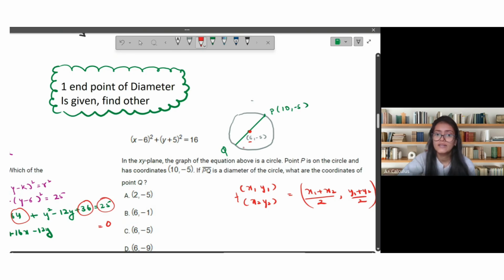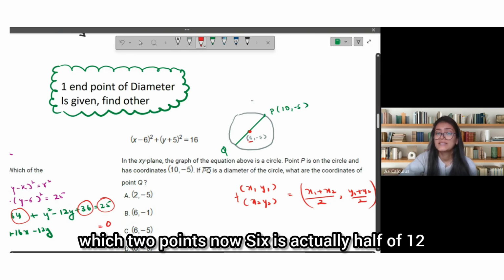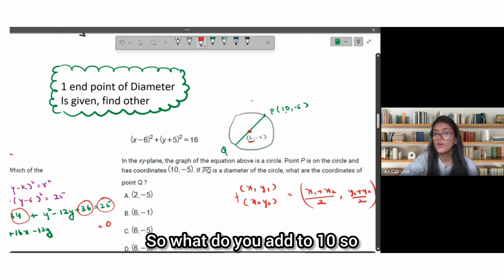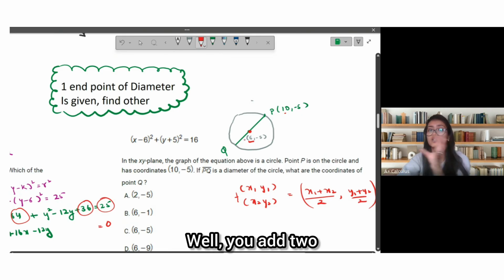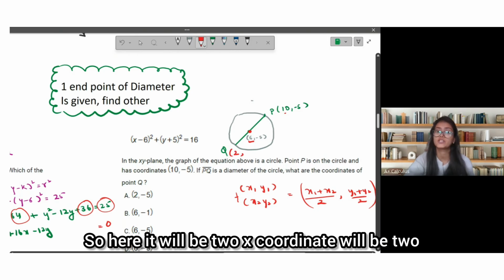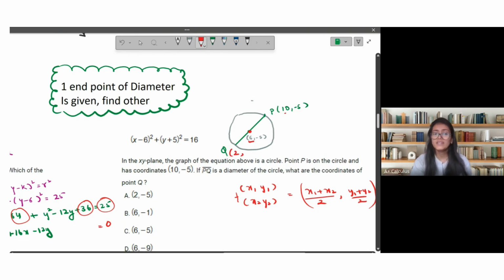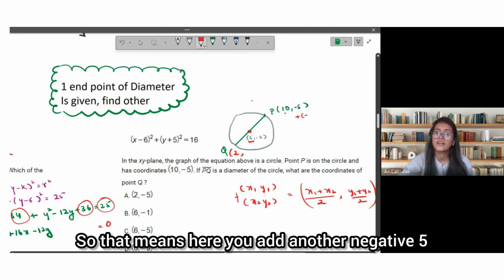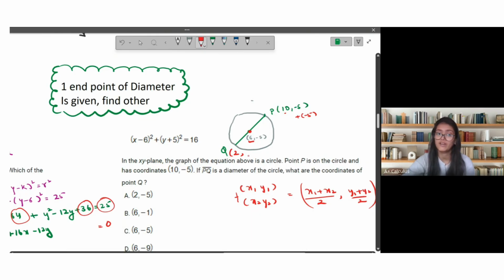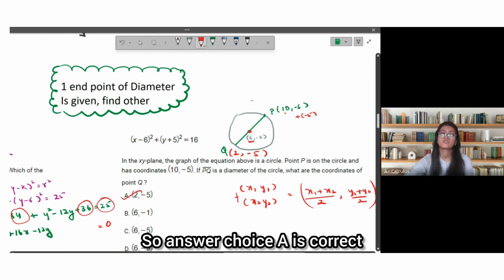Now you need to think that 6 is actually the midpoint of which 2 points. Now 6 is actually half of 12, right? 6 is half of 12. So what do you add to 10 so that you get a 12? Well, you add 2. 2 plus 10 will give us 12, and half of 12 will be 6. So here the x coordinate will be 2. And then -5 is half of what? -5 is half of -10. So that means here you add another -5. So -5 plus -5 will be -10, and half of -10 will be -5. So here you have -5. So answer choice A is correct.